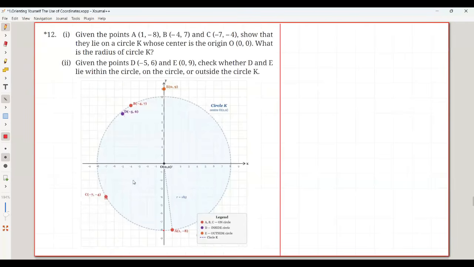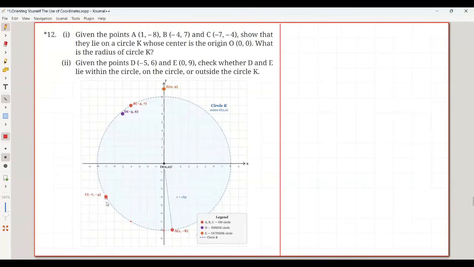Next, minus 4 comma 7. This is minus 4 comma 7, point B. Point C is minus 7 comma minus 4, which lies in the third quadrant. This is point C.